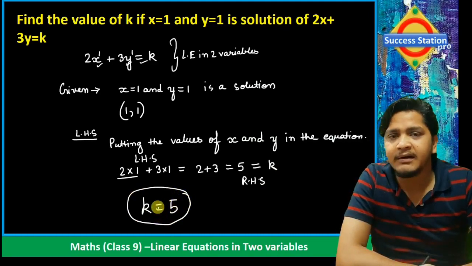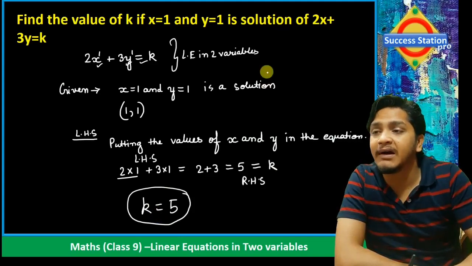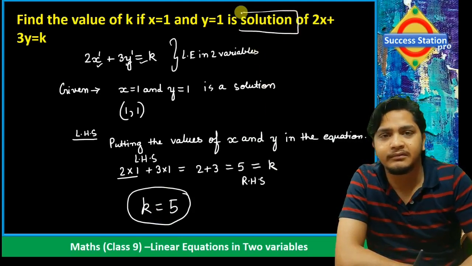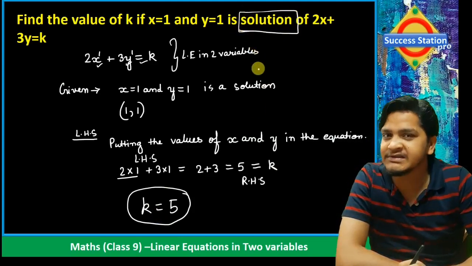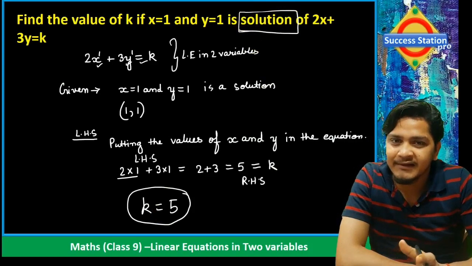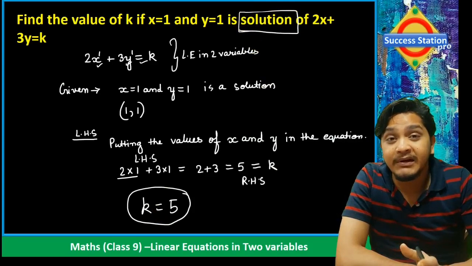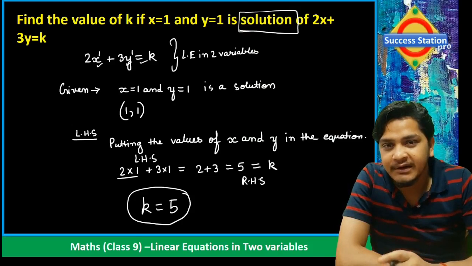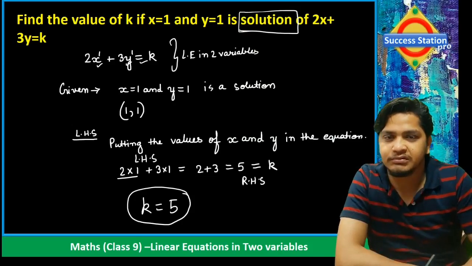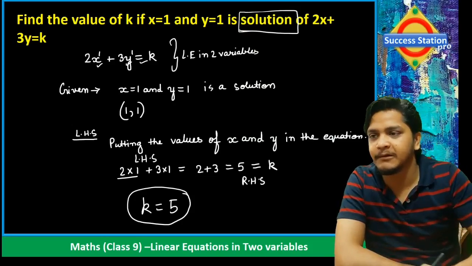Right? So it was given k, x and y is the solution. United they stand. Alone x has nothing to do. Only when it is with y, then only they complete a solution. Right? Okay.